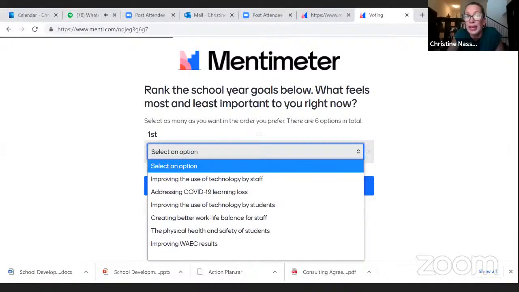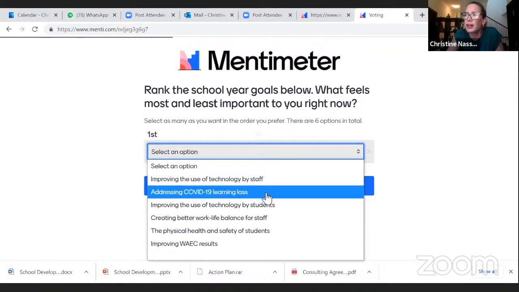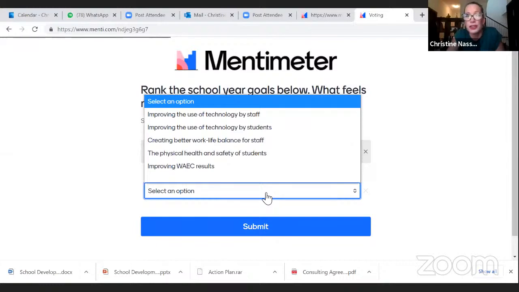Is it improving the use of technology by students? Is it creating work-life balance for staff? Is it the physical health and safety of students or improving WIAC results? Now, let's say I put in addressing COVID-19 learning loss. Then I can choose my second choice.